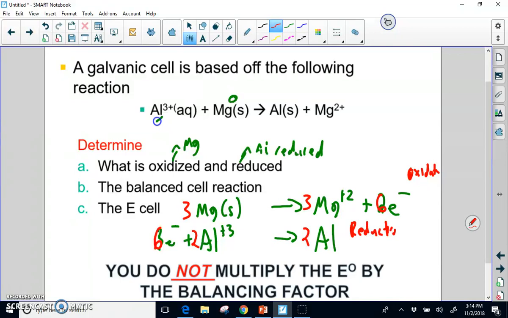Okay. Now, we're going to calculate the E naught. And again, this is the oxidation, so this is occurring at the anode. Okay. And this is the reduction.